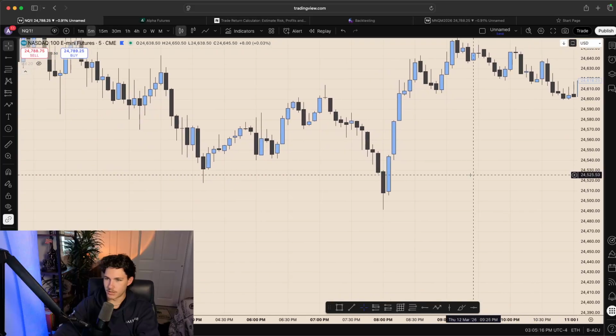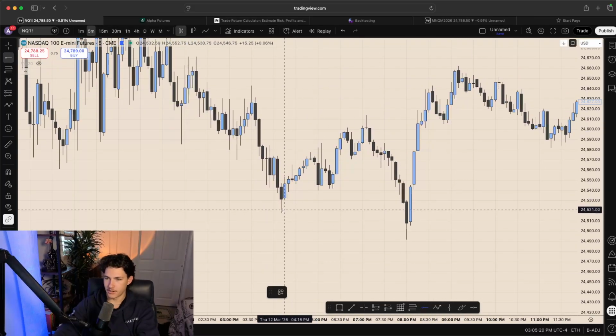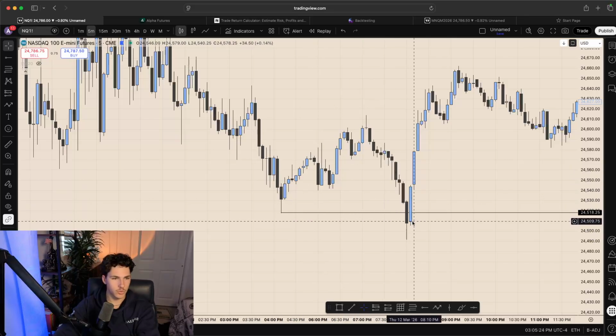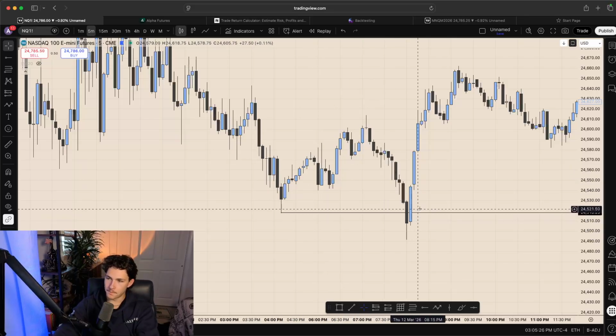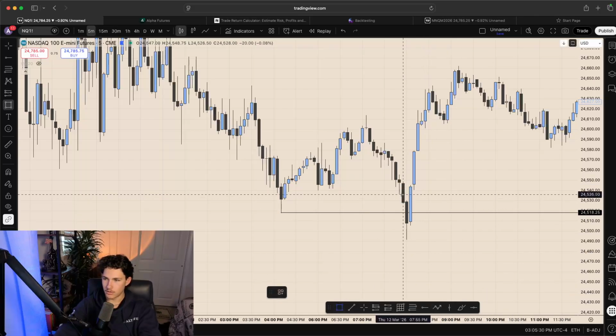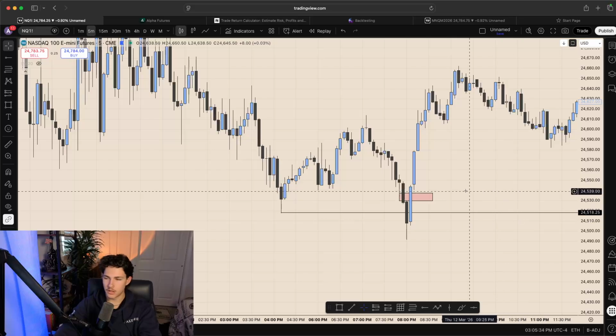This is not scripted. This is just happening in real time. Right here. Move down. Bam. Swept liquidity. Move back up. Now, we're going to get into inverse fair value gaps in a minute, but technically this would be our sign that the market structure has shifted because we inverse the fair value gap.